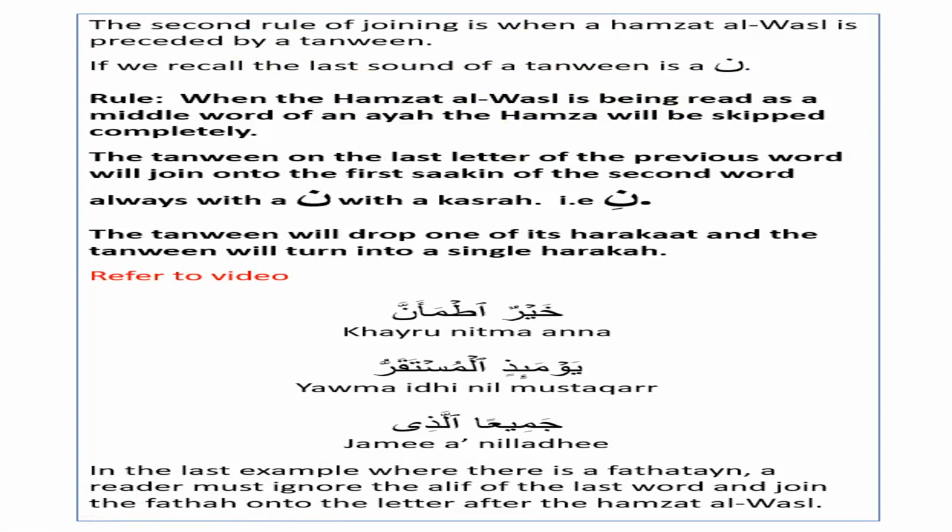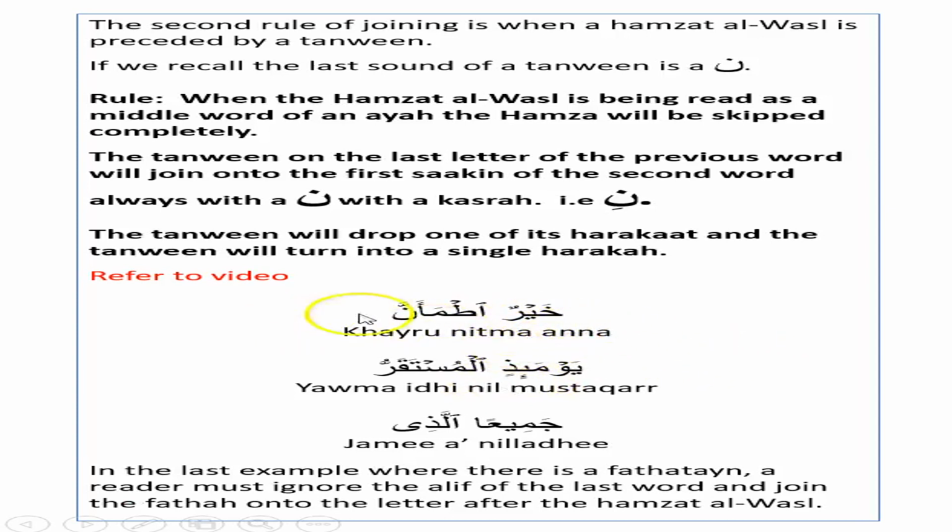Now the rule is, when the Hamzat al Wasl is being read as a middle word of an ayah, the Hamza will be skipped completely. We already know that. The Tanween on the last letter of the previous word will join onto the first sakin of the second word, always with a Noon with a Kasra. The Tanween will drop one of its harakat and turn into a single harakah, just like with the meme of iqlab.